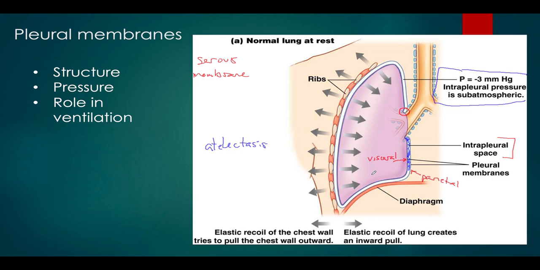Okay. I think we're going to stop there for anatomical factors, and in the next video we'll jump basically into this picture and talk about Boyle's law and ventilation.